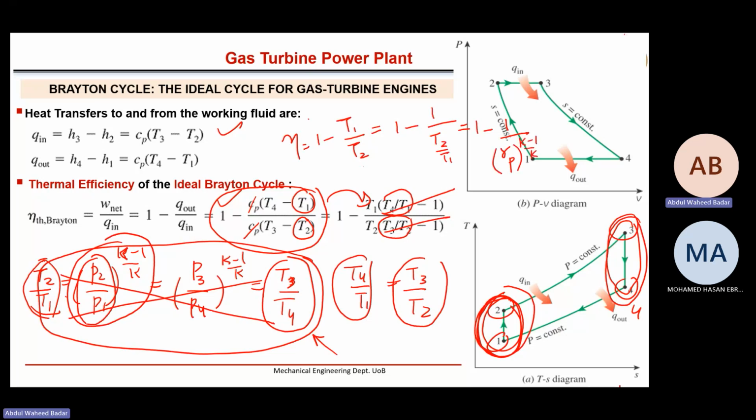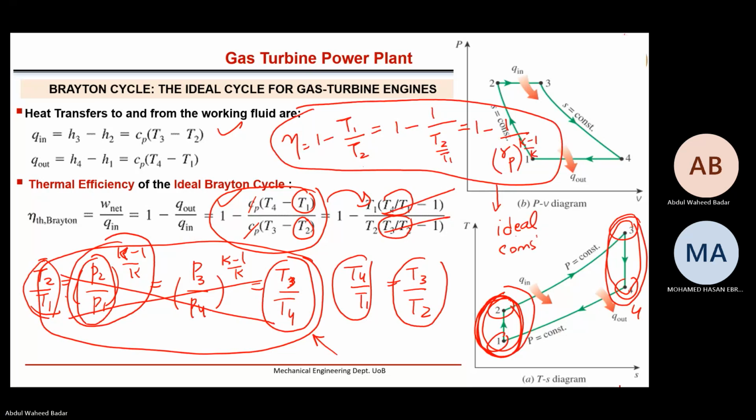So here we have an efficiency equation. If I assume ideal gas, constant Cp, and compression and expansion are isentropic, then efficiency is only a function of pressure ratio.